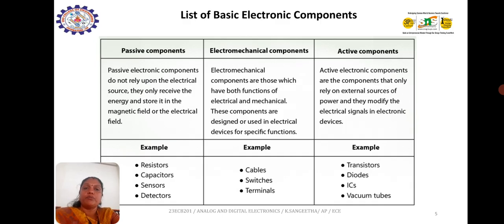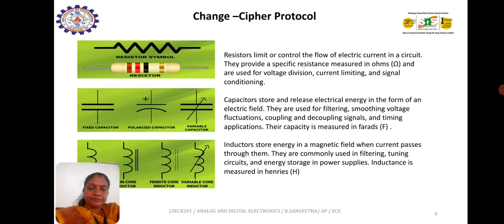But passive components do not need an external energy source for their working, and energy can be stored in the magnetic field or electrical field. The electromechanical components are those which have both electrical and mechanical functions combined. These components are designed for use in electrical devices for specific functions. The first one is resistor. The symbol is represented by a zigzag line. The second one is capacitor, and the third one is inductor.